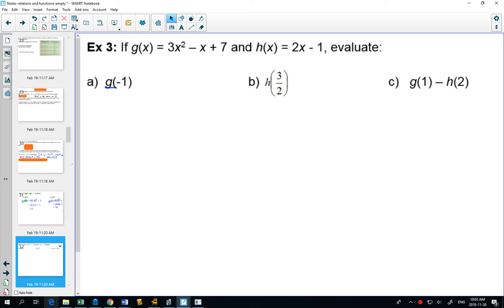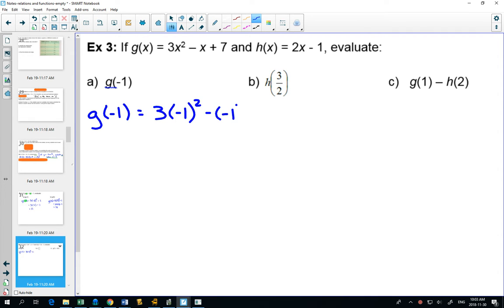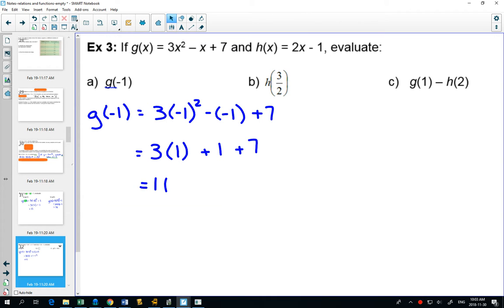All right, let's see how you did. G of negative 1 is equal to. Now, wherever there's an x, it gets replaced with a negative 1. So there are x's in two different places, so each of the x's gets replaced with a negative 1. Order of operations, you would do the squaring first, so this will be 3 times positive 1. Minus a negative is the same as adding, 1 plus 7. 3 plus 1 plus 7 is equal to 11.